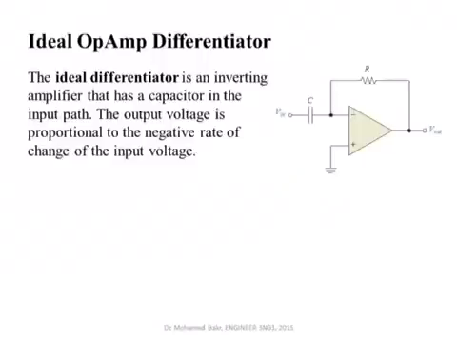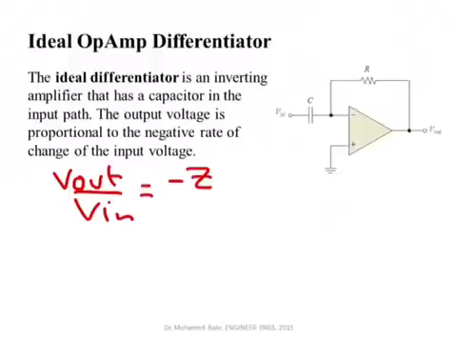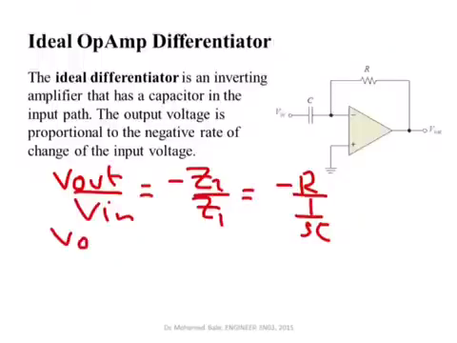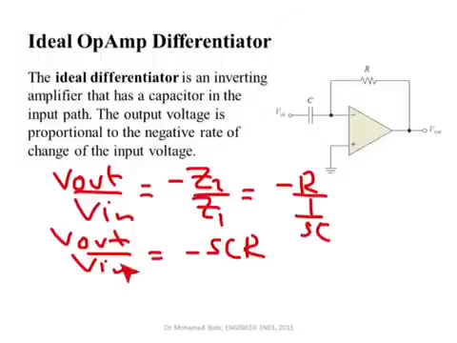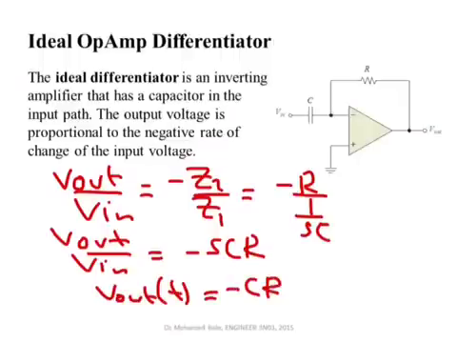If you do this, it's very simple, you'll be able to get the expression Vout over Vin is equal to minus Z2 over Z1. Remember that Z2 is simply R, and Z1 is 1 over SC. So if you simplify, you get Vout over Vin is equal to minus SCR. If you multiply both sides by Vin, and take into account that multiplying a phasor by S, which is j omega, is equivalent to differentiation, you get the time domain expression Vout(t) is equal to minus CR multiplied by Vin dot of t.